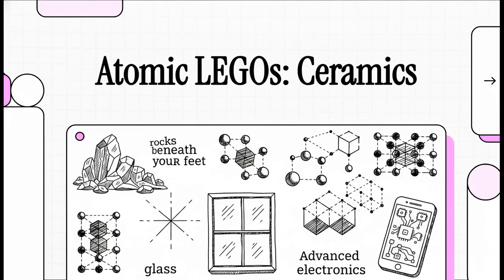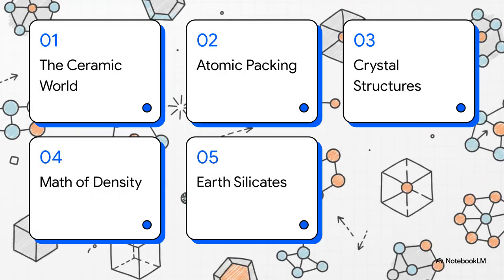We're talking about the atomic Legos that build some of our world's absolute most fascinating materials. So, here's our roadmap for the journey today. 1. Welcome to the ceramic world. 2. The rules of atomic packing. 3. Classic ceramic crystal structures. 4. The math of density. And finally, 5. Silicates, Earth's building blocks. We're going to build our understanding from simple rules right up to complex structures.